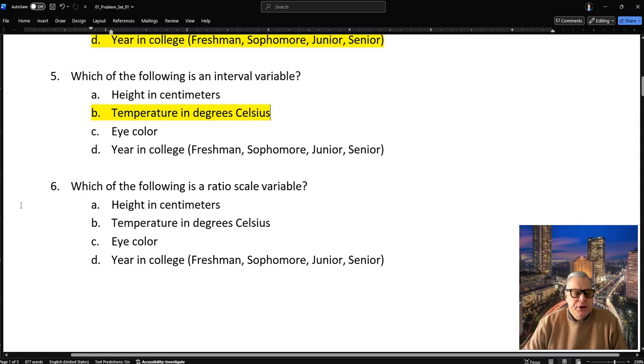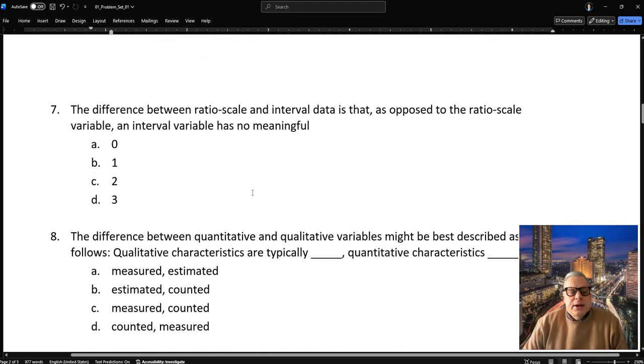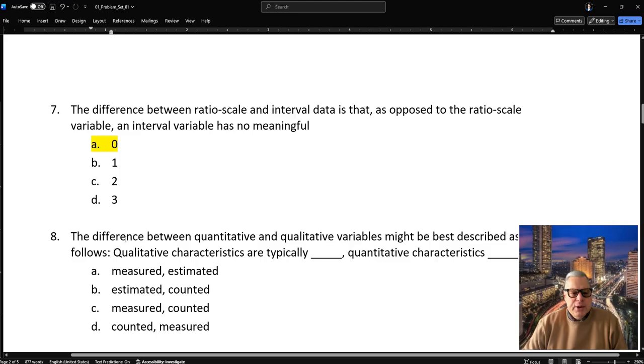Height in centimeters? That's definitely true. Temperatures is interval, eye color, year in college, they are qualitative, so the correct answer is height in centimeters. The difference between ratio scale and interval data is that, as opposed to the ratio scale variable, an interval variable has no meaningful zero. And again, when you look at temperature, 0 degrees Celsius or Fahrenheit doesn't mean the absence of temperature.